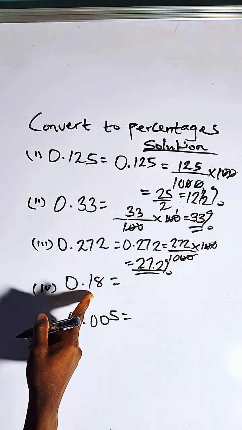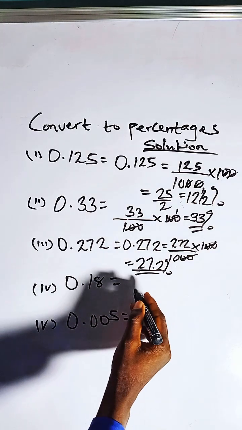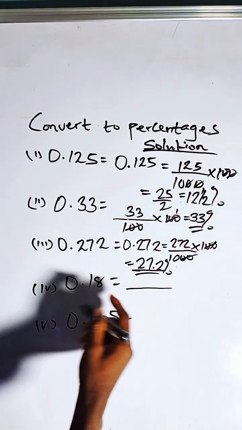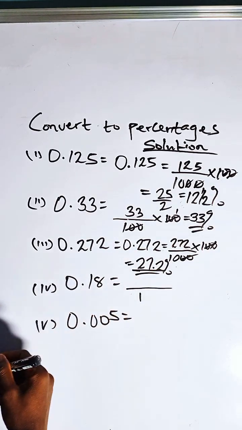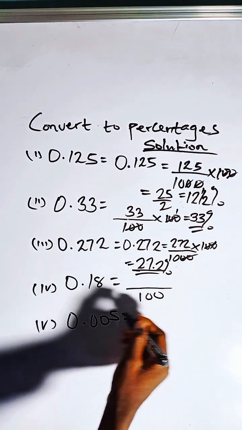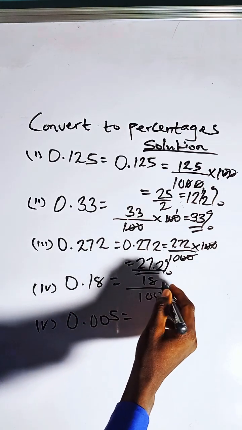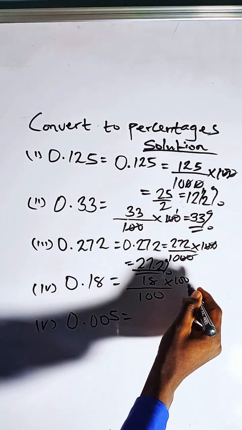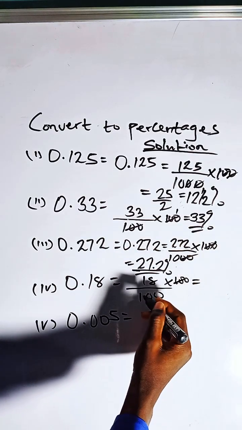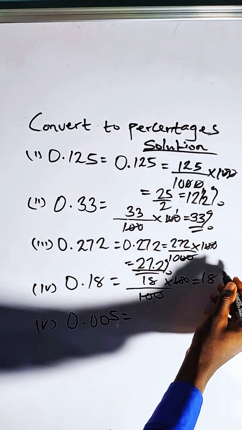Okay, so here we have this as 0.18. Okay, so for 0.18, taking this to a fraction, we have this as 1. Okay, so this is 0. Okay, so here this is 18 multiplied by 100. Okay, so this is out. We have this as 18%.